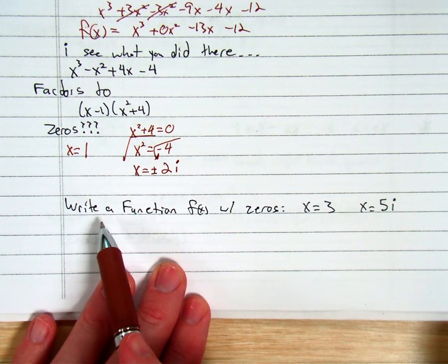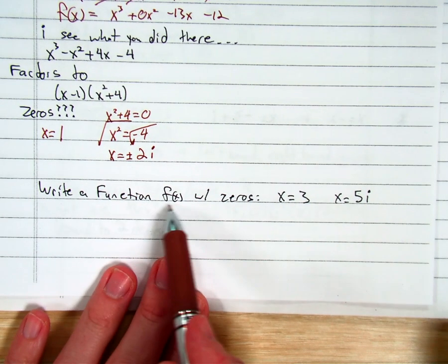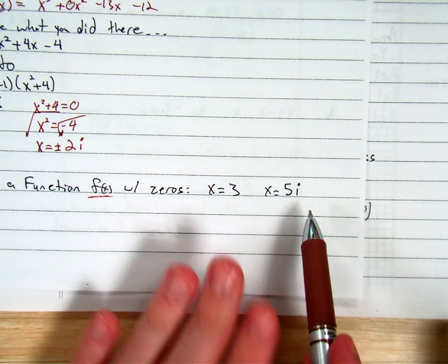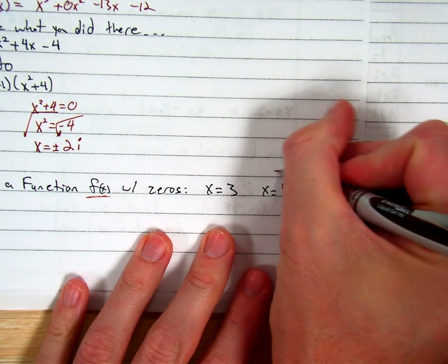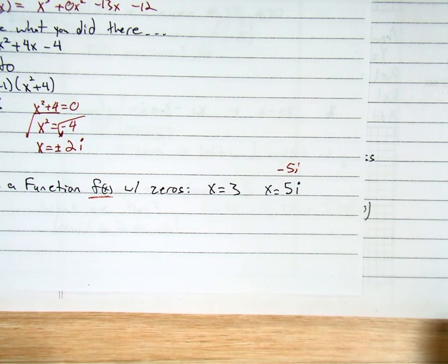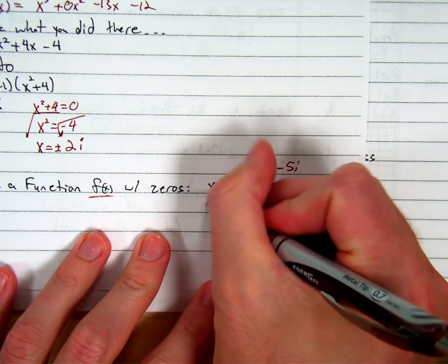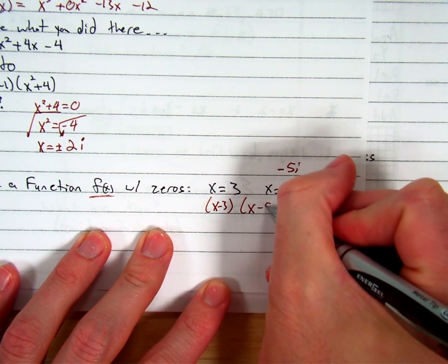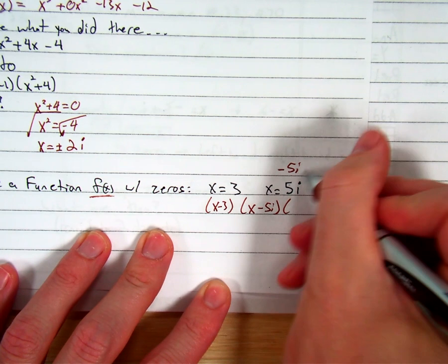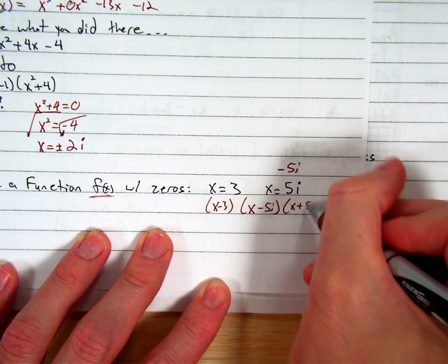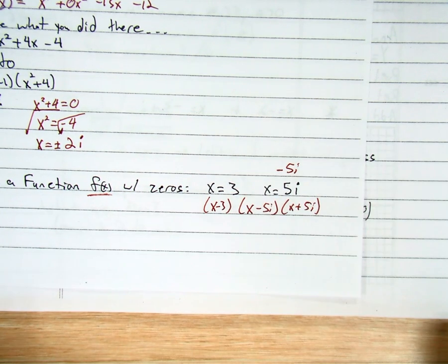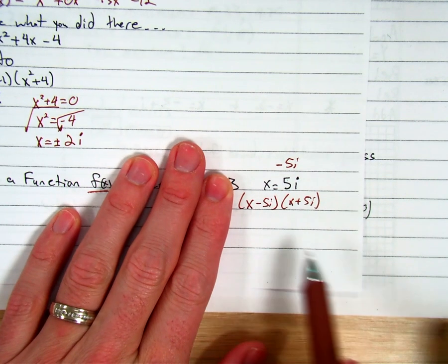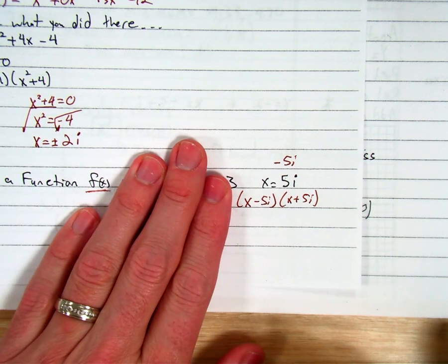Okay, reverse, reverse. Write a function, f of x, with zeros of 3 and 5i. If it has a 5i, it also has a negative 5i. So we have x minus 3, x minus 5i, and x plus 5i. Opposites. In this case, I would choose to do the i parts first. So we're going to ignore this one for now.